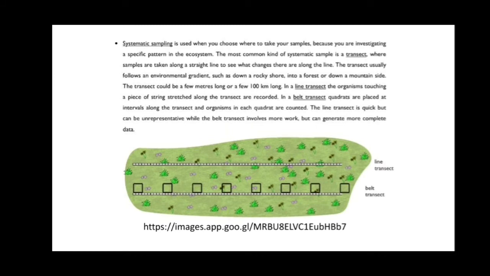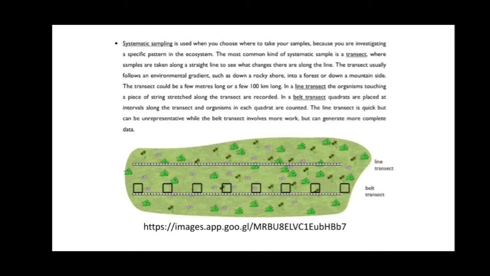Now this is the second method, that is the transect method. Line transect method and belt transect method are the two types. In the line transect method, or intercept sampling method, systematic sampling is used when you choose where to take samples because you are investigating a specific pattern in an ecosystem.